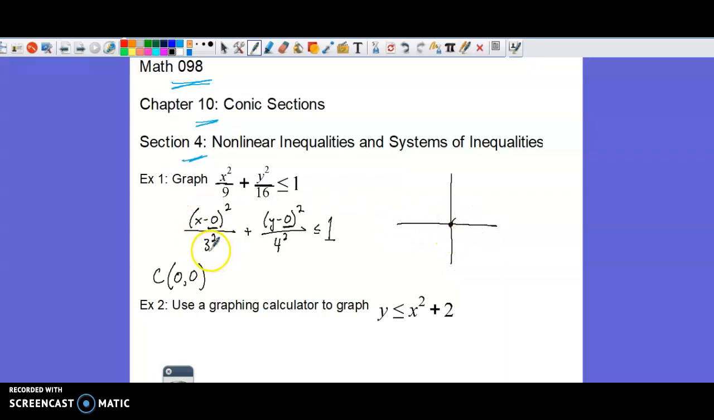And then your A value is 3. So from that origin, because it's under X, we're going to go to the right 3 and to the left 3. Now those are not your vertices because the B value of 4 is larger. So from the center, underneath the Y, we're going to go up 4 and down 4.